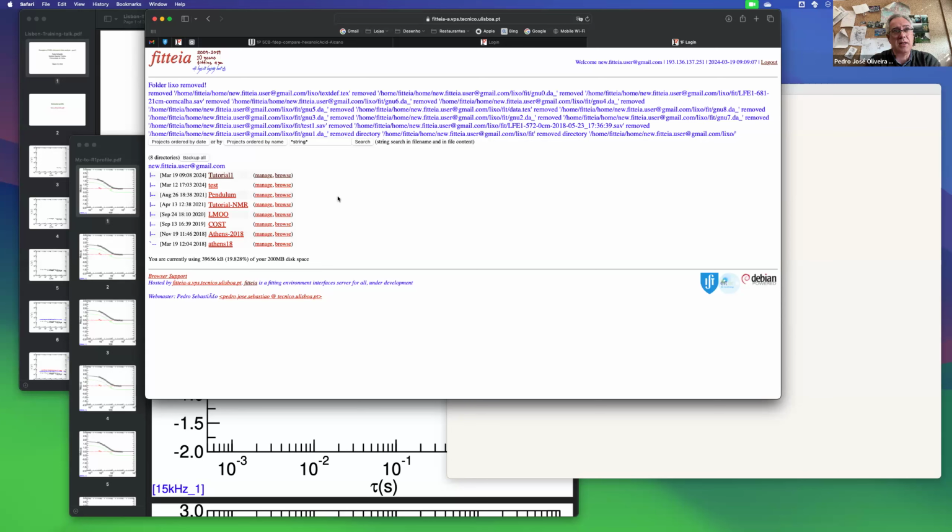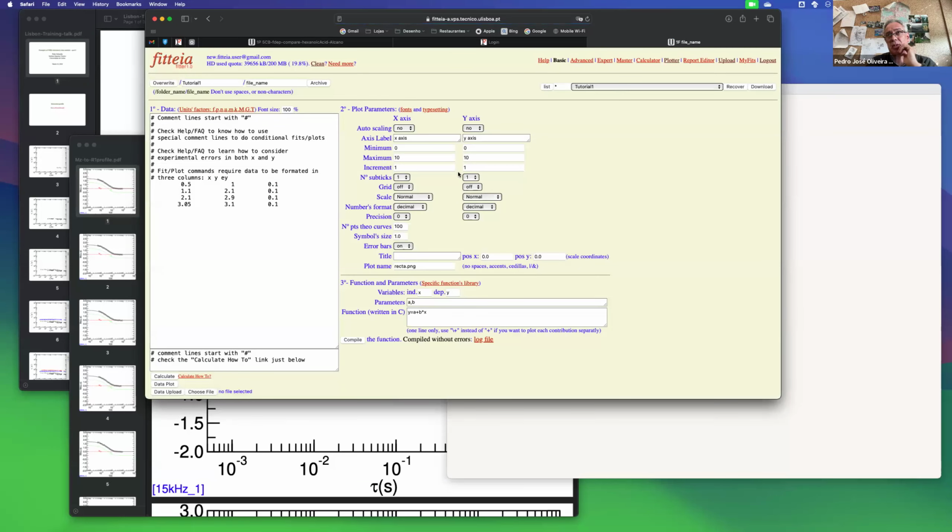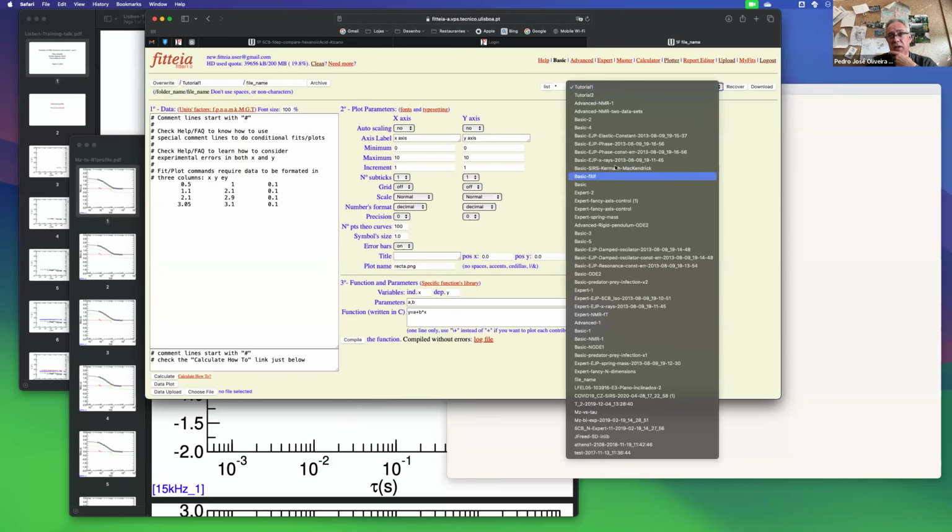Okay, so this is a little bit the story of the folders. Now, let me introduce the folder that is not so much devoted to NMR, and then we'll concentrate on the NMR. The one that is called tutorial 1, if you click on it, you have plenty of examples of data that it's possible to use to analyze.